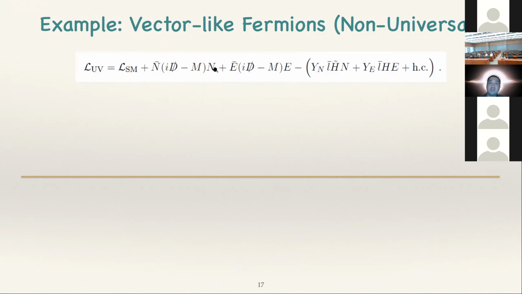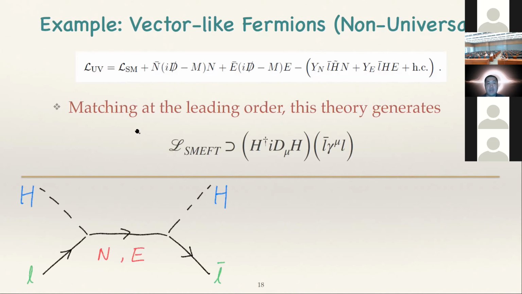For example, let's look at a non-universal example. This UV Lagrangian has some vector-like fermions, and they have Yukawa-type couplings. So I do the matching at leading order onto SMEFT. By the way, due to the time issue, I neglect all the introduction to what SMEFT is, because as long as everybody's here in this conference, it's obvious to everyone what SMEFT is, and what the operators and Wilson coefficients are. So I do the matching at leading order, and I get this operator.